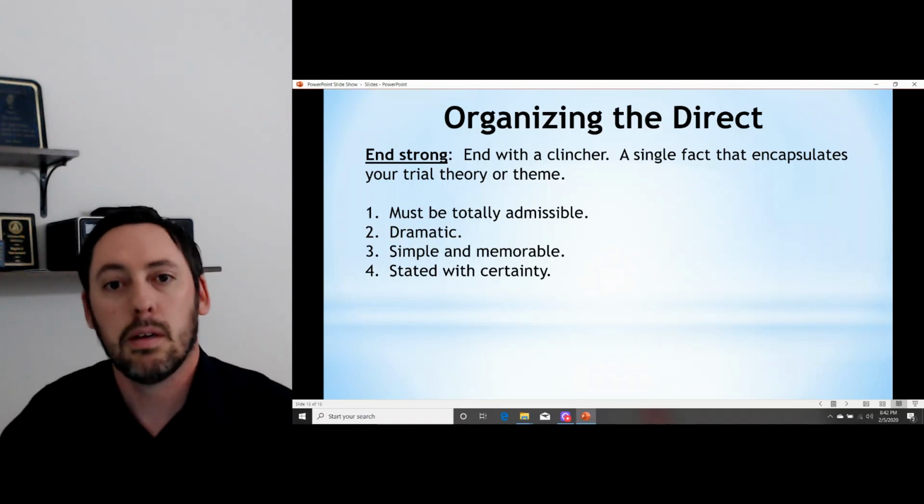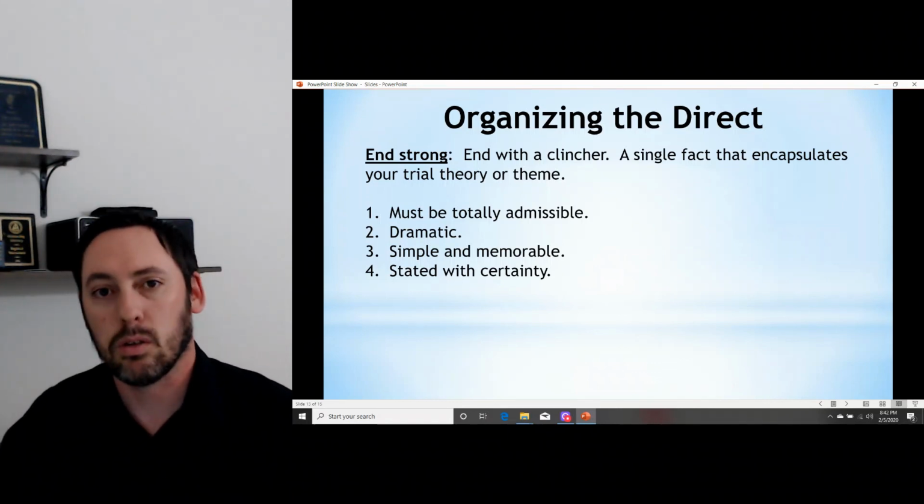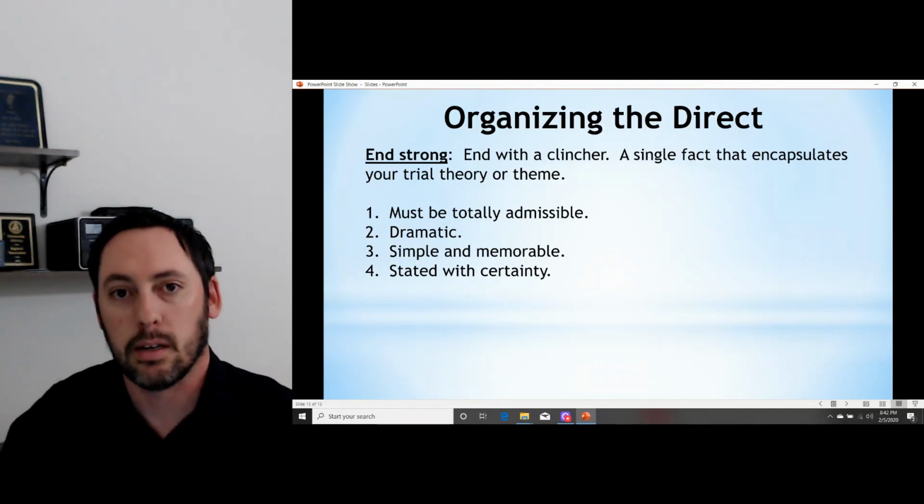Keep it simple, make it memorable, state it with certainty, and make sure it's consistent with your theme and your theory. So after you've finished your outline, I highly recommend that you sit down and script out your entire direct, write out every question, and become very familiar with that script. And take the time to go back and revise it and make that script as consistent as you can with your theme and your theory of the case.